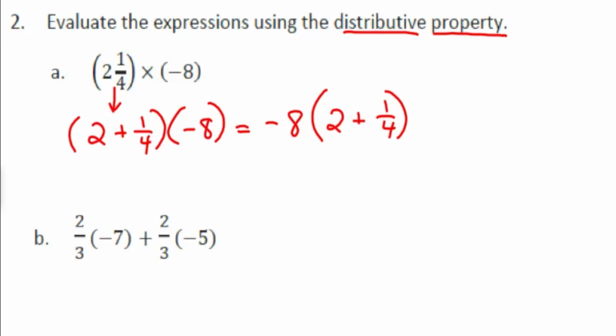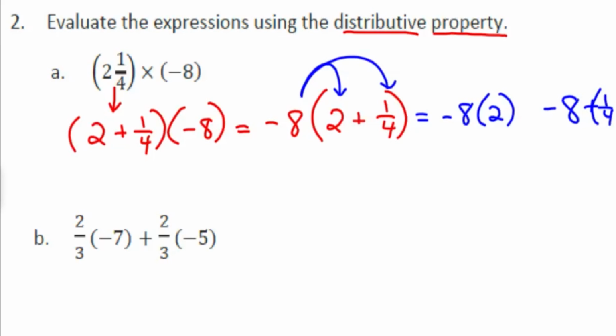To apply the distributive property, we take the -8, multiply it by the 2. Then we take the -8, we multiply it by the 1/4. And we're going to add those two products together. -8 times 2 is -16. -8 times 1/4 is -2. So we're going to add together -16 plus -2 for our final answer to be -18.